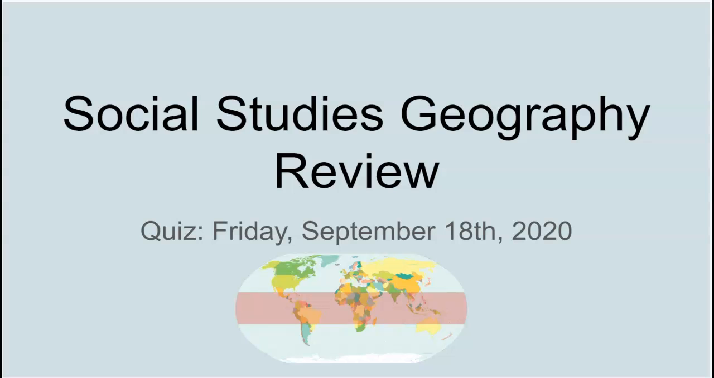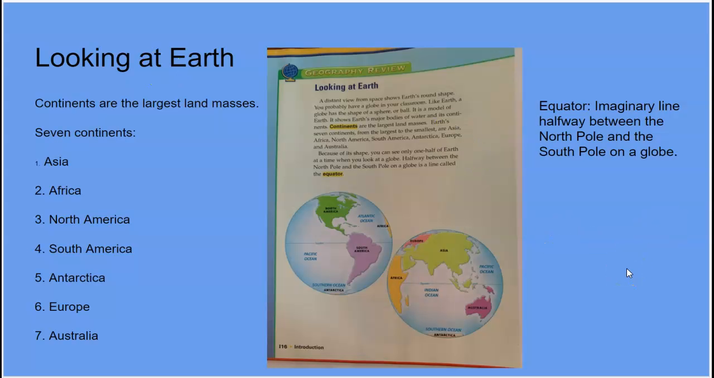So let's get started. And we are looking at the Earth. So I am reading at the top of the page, looking at Earth. A distant view from space shows Earth's round shape. You probably have a globe in your classroom. Like Earth, a globe has the shape of a sphere or a ball. It is a model of Earth. It shows Earth's major bodies of water and its continents. Continents are the largest land masses.